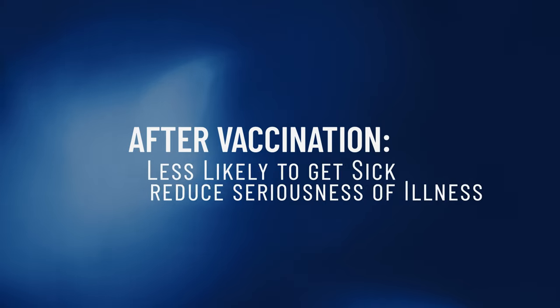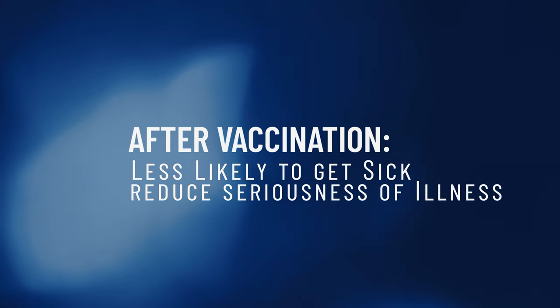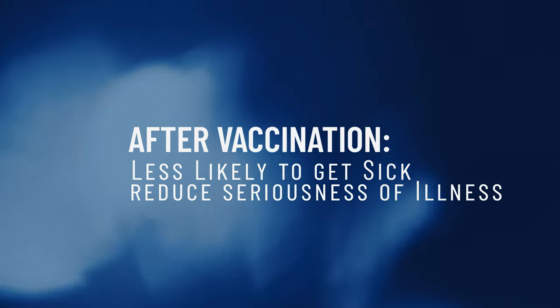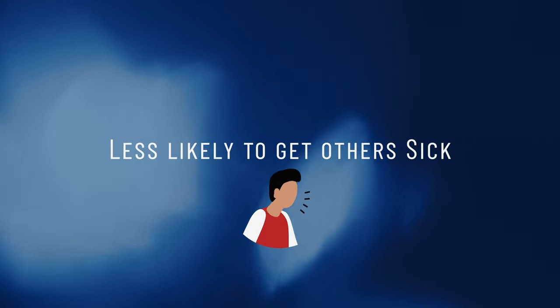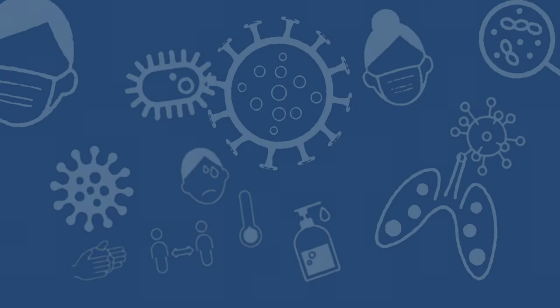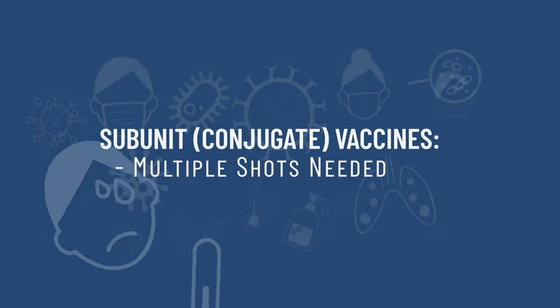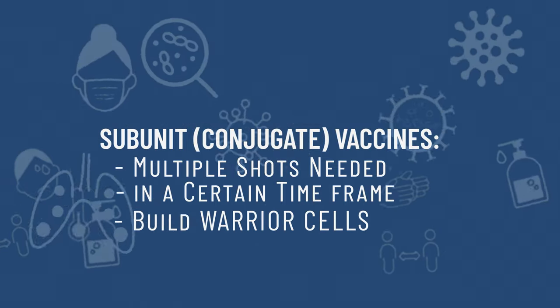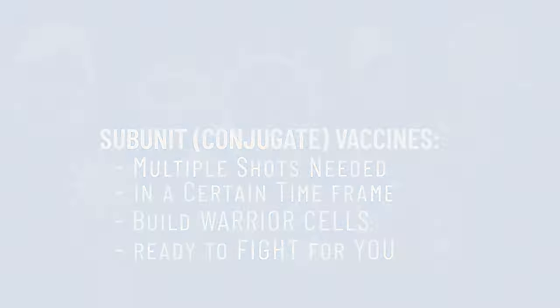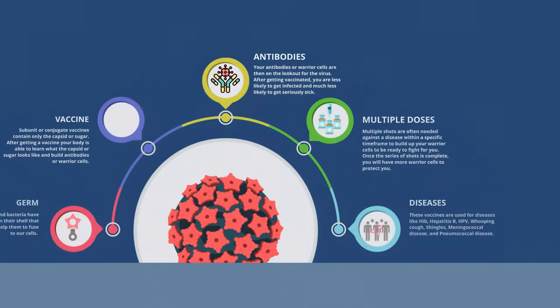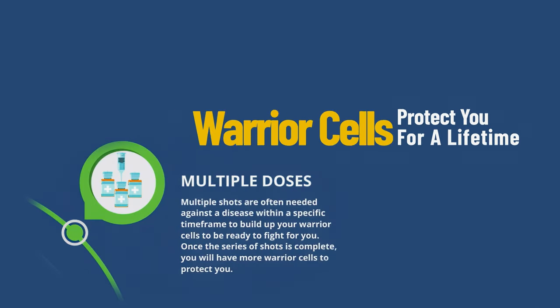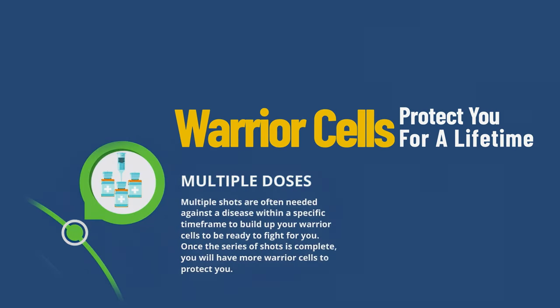After getting vaccinated against a particular disease, it is less likely that we will get sick with that disease, and it reduces the seriousness of illness if you get sick. It is also less likely that we will make others sick. Subunit or conjugate vaccines often need multiple shots against a disease within a certain time frame to build up your warrior cells to be ready to fight for you. Once the series of shots is complete, you will have more warrior cells that can fully protect you.